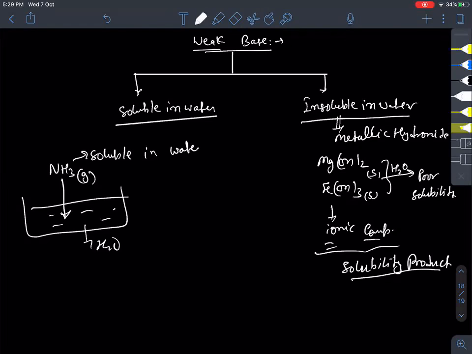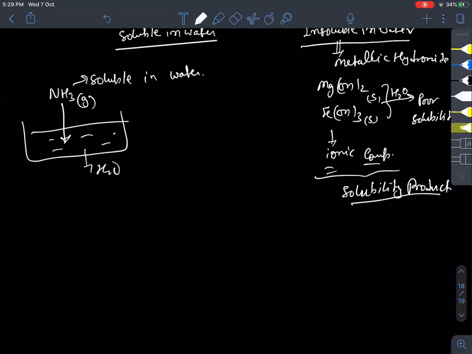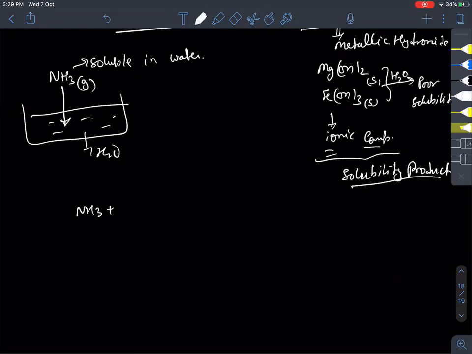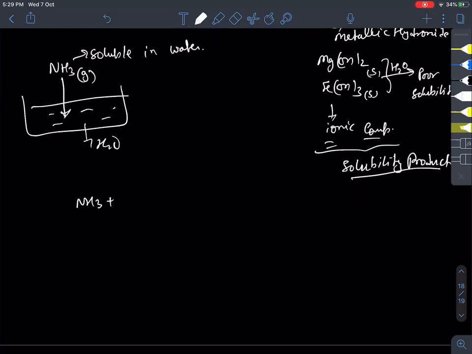And you know, any species will be said to be a base when it is dissolved in water and the concentration of OH minus becomes more as compared to the neutral water condition. So if ammonia is dissolved in water, my dear, it simply promotes the ionization of water and takes the H plus ion and releases OH minus.